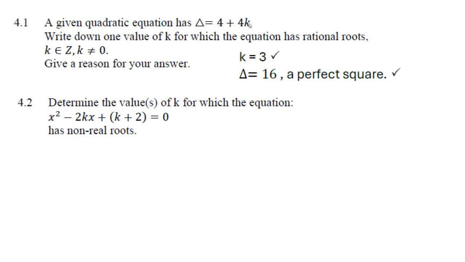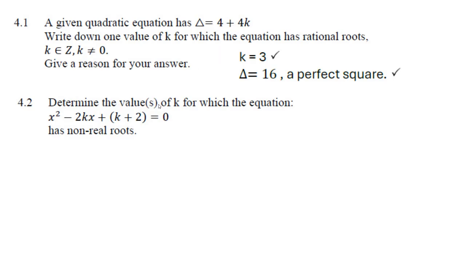Maybe there's some other value of k that would make it work, but k equals 3 makes it work. You could try 1, 2, and then, hey, it works. It makes it a perfect square. The square root of 16 is 4. And that's what will make the roots rational.